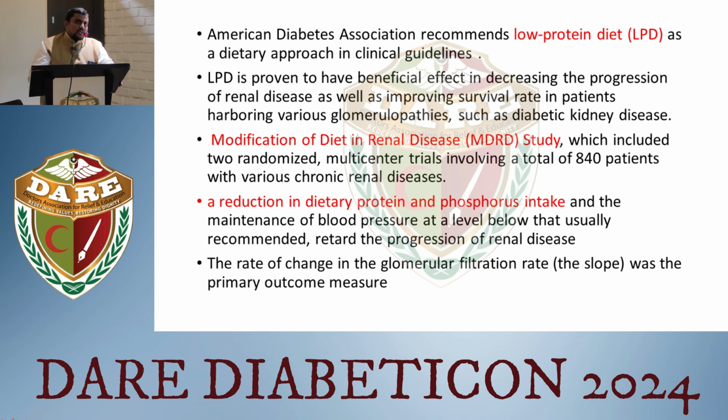With respect to kidney disease, a low protein diet is what is recommended. Other advice, such as cessation of smoking and all that, holds true for all the conditions. But when it comes to kidney disease, a low protein diet, which is around 0.8 to 1 gram per kg per day, and also reduction in the phosphorus intake.